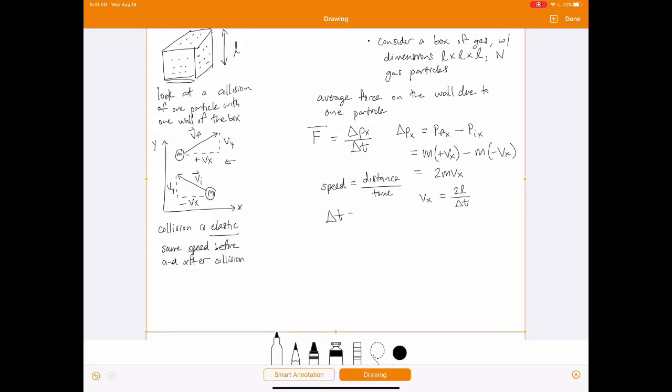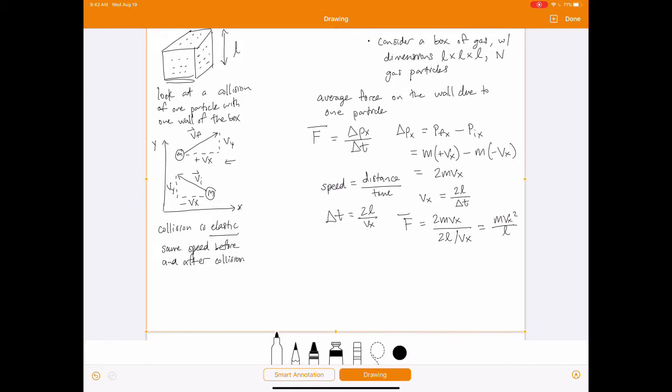So delta t, if we solve for that, just to rearrange what we wrote down, is 2L divided by Vx. Okay? And therefore the force on the wall that we were alluding to earlier, remember, is delta px over delta t. Well, delta px, we just said, is 2 times m Vx. And delta t is 2 times L divided by Vx. So overall what we have is m times Vx squared on top. Factors of 2 cancel. And we have L on the bottom.